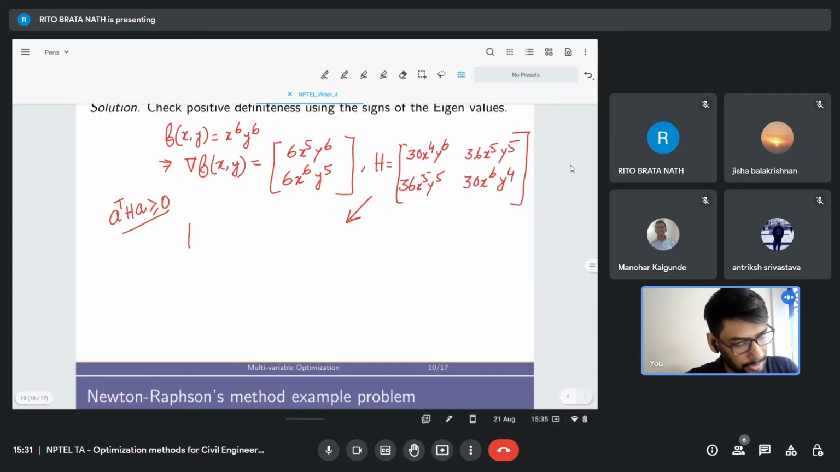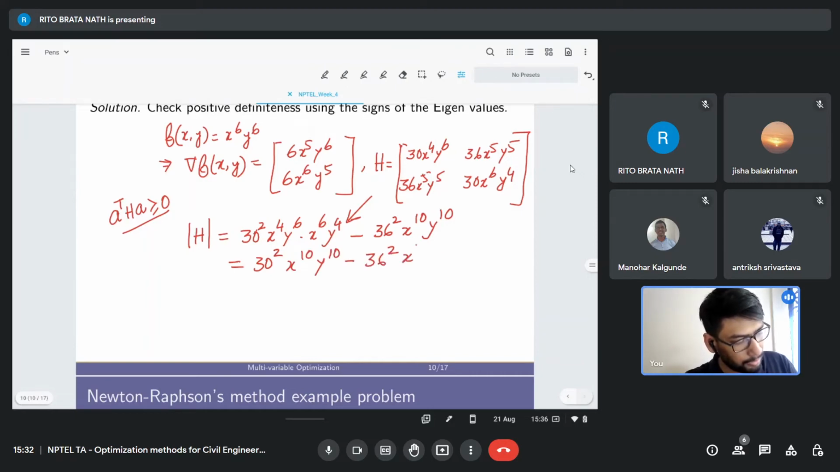So let's find the determinant of this matrix H. What you have is 30 square x to the power 4, y to the power 6, then another term x to the power 6, y to the power 4, minus 36 square x to the power 10 y to the power 10. So this will be 30 square x to the power 10 y to the power 10 minus 36 square x to the power 10 y to the power 10. So this will be (30 square minus 36 square) x to the power 10 y to the power 10.